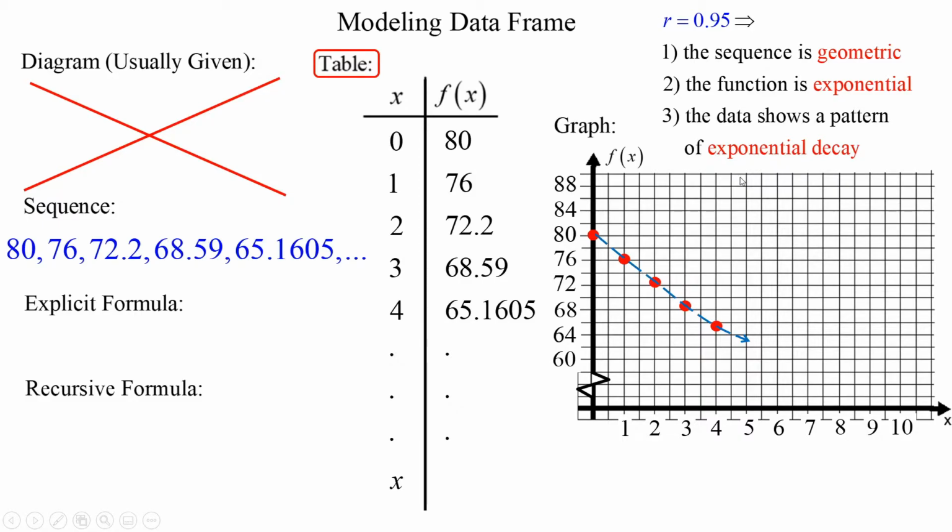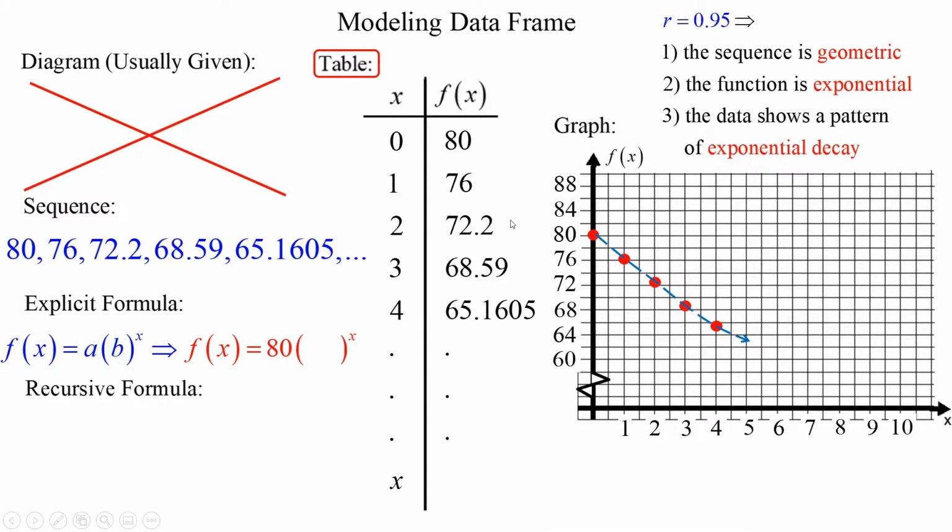So exponential decay. Now, let's go to our explicit formula. Exponential function with an initial x of 0, our general formula will be f of x equals a times b, and because of that x equals 0, I'm going to go to the x power right there. So f of x equals, now know your parts, a is your initial output, 80.